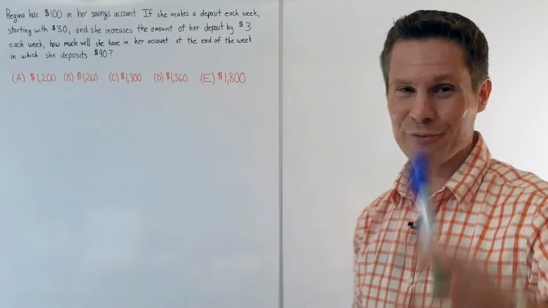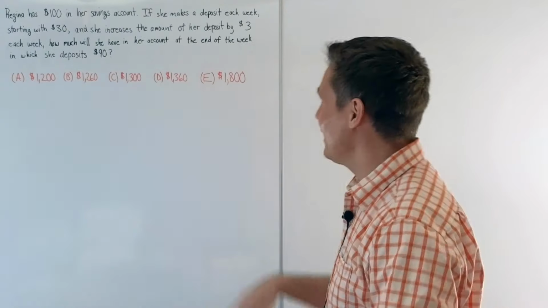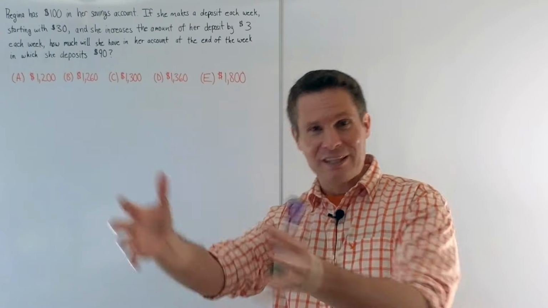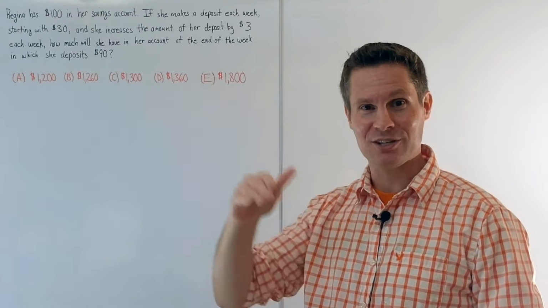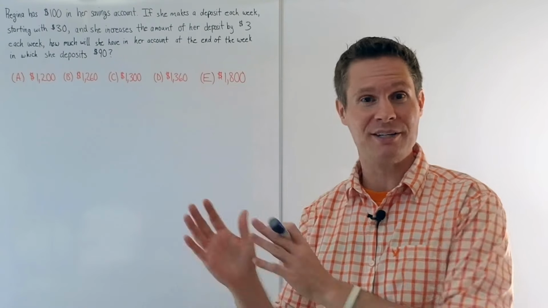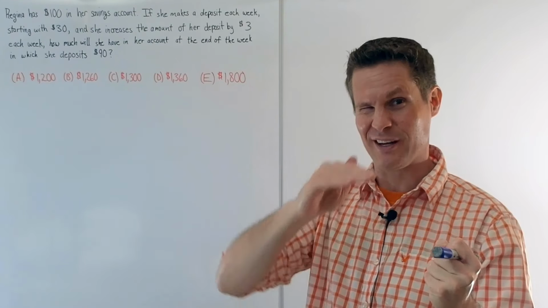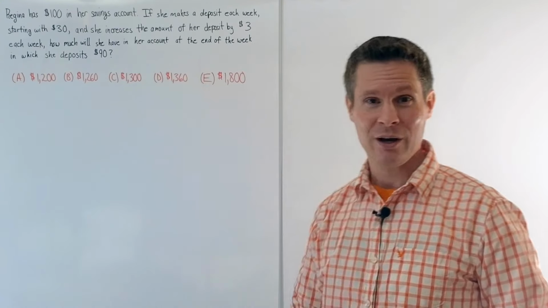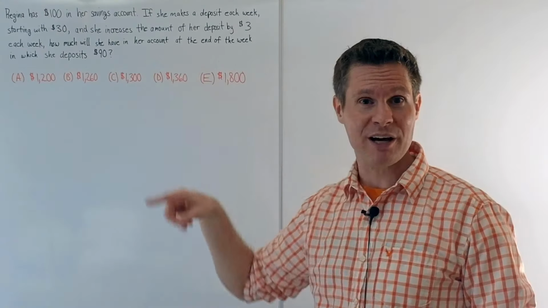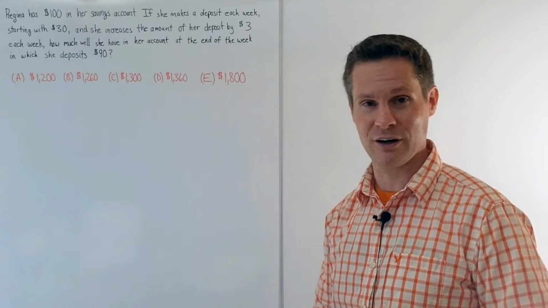All right, welcome back. Feel free to hit that pause button if you need it, as always. Here we've got Regina at the beginning of her savings journey. She's got $100 in her account, and she's going to start adding to that, making a deposit every week, starting with $30 and then increasing the deposit amount by $3 every week. We want to know, by the time she makes that $90 deposit, what's she got in her account as the balance?